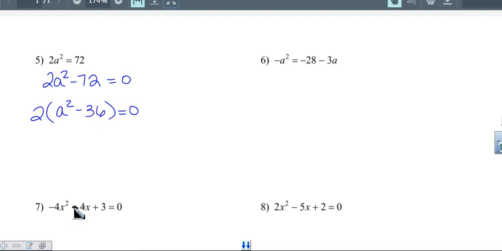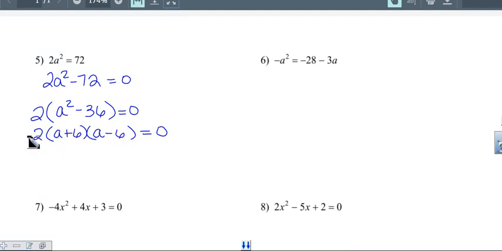Now, I mentioned before that just because you've done this first step doesn't mean you're done. Always check your parentheses to see if you can factor this further. Hopefully you notice that this is the difference of two perfect squares. So I'm going to factor this into 2 more parentheses. This is a plus 6, a minus 6.